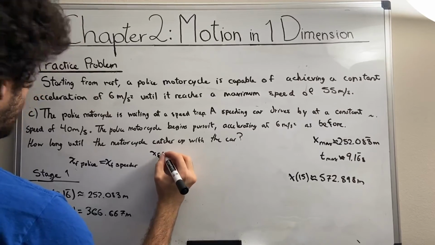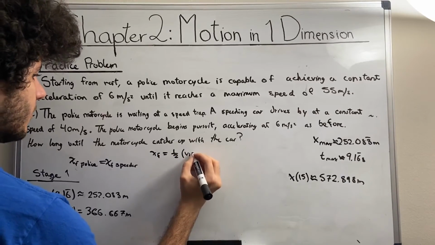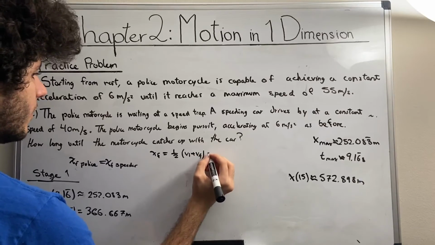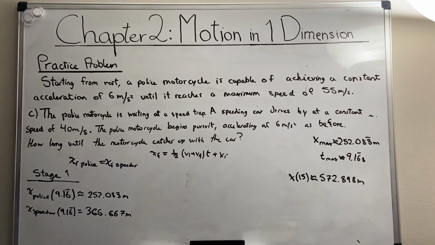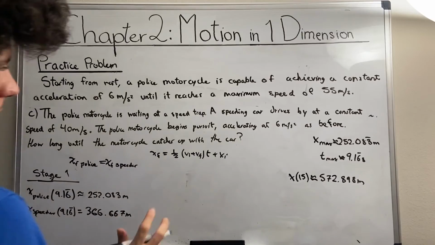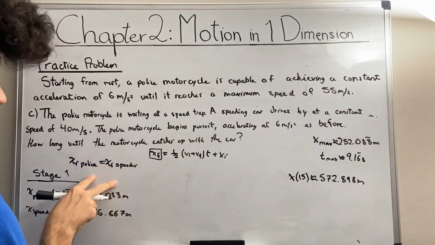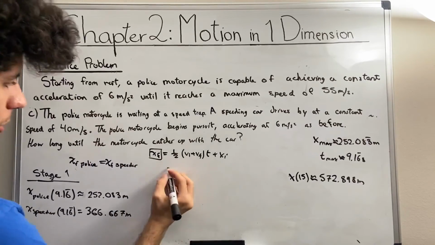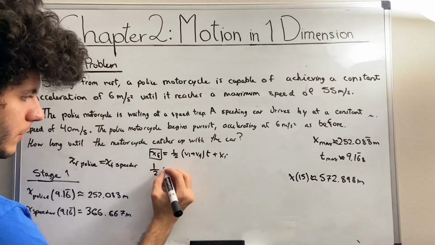XF is equal to 1/2 times VI plus VF times T plus XI. So the major thing that we have to acknowledge though is that VI and VF are the same thing for each individual car, and we're going to be using two of these equations. We know that this is common ground for both equations, so we're just going to set those equal to each other.